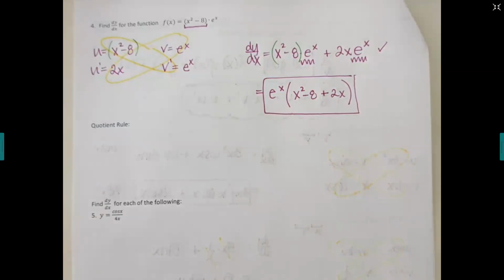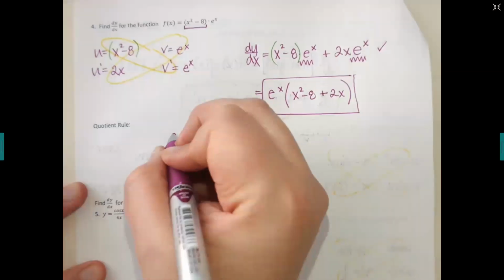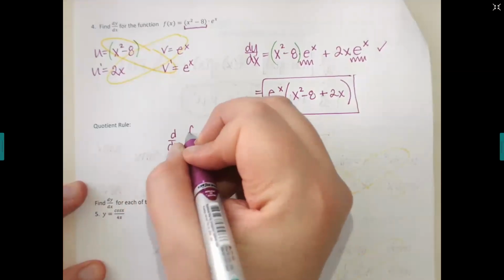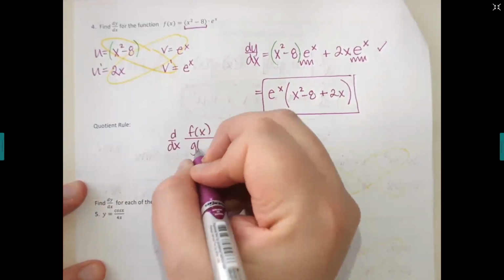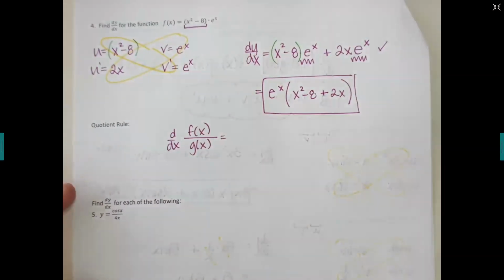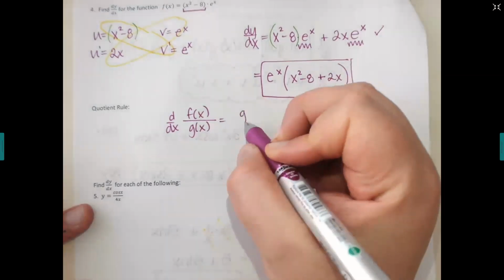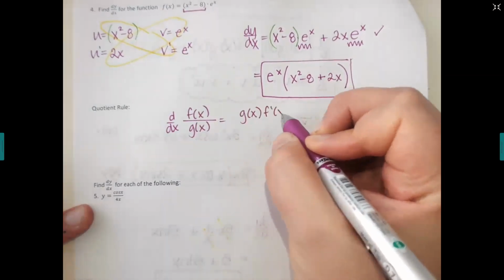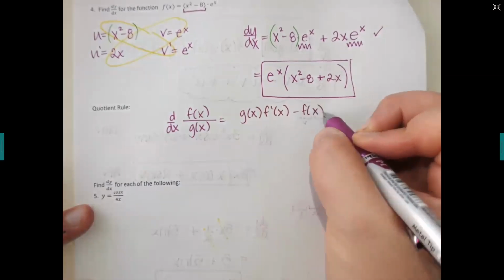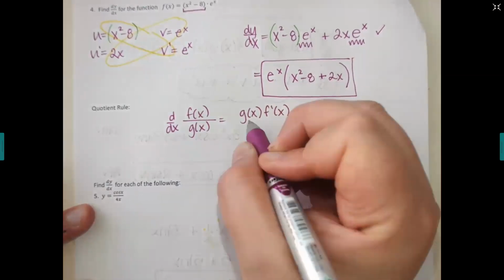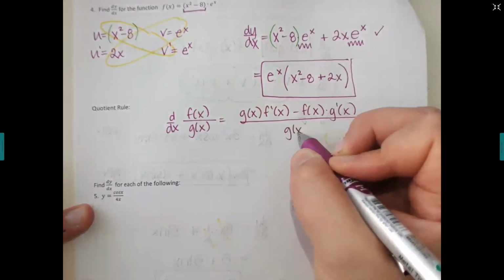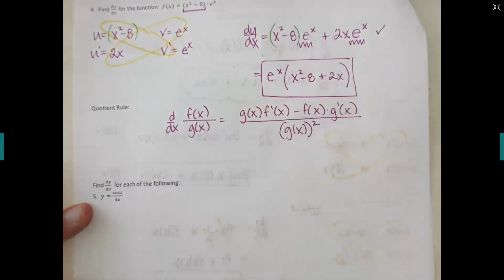Okay, product rule, we kind of get it. Product means you have two functions that are multiplied. Quotient rule is when you have two functions that are divided. So let's write that rule down first. d/dx of f divided by g. This one's not quite as short, but it's going to be g f prime minus f g prime over g of x squared.